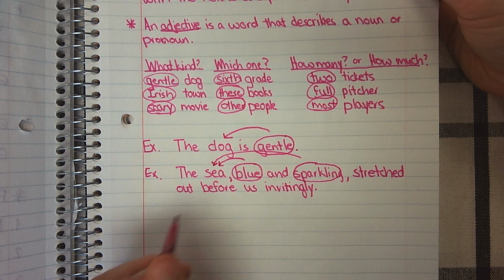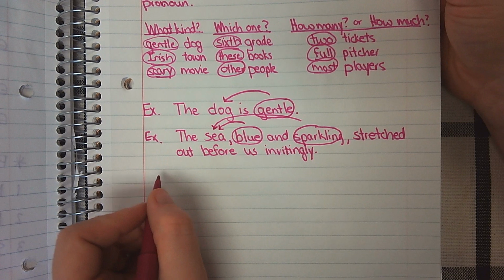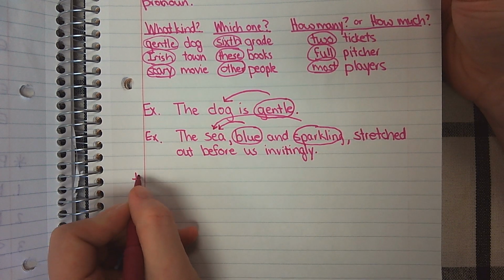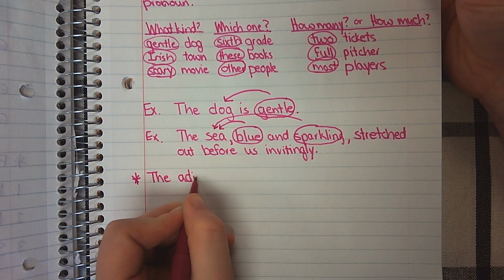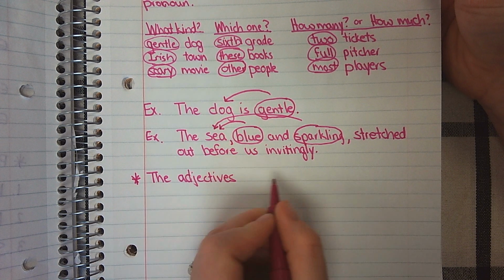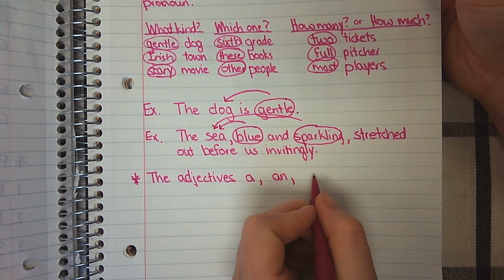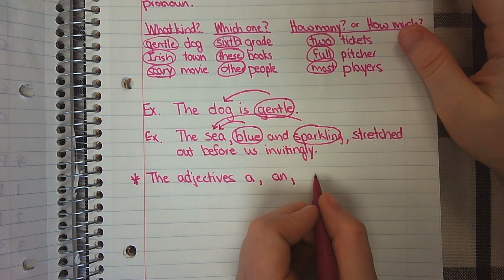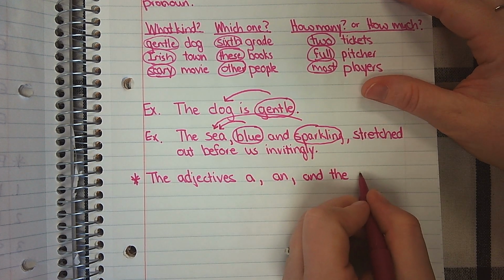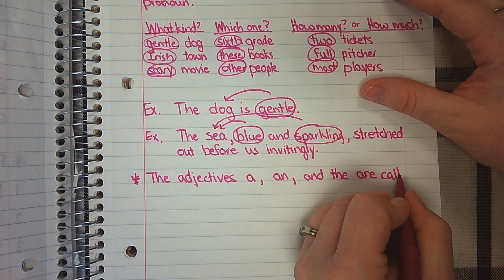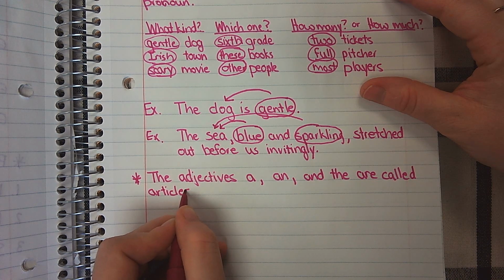Okay. Now, there's another type of adjective, and they're special adjectives called articles. So we're going to write this statement down. Let's do a star. The adjectives a, an, and the are called articles. So these are special kinds of adjectives.